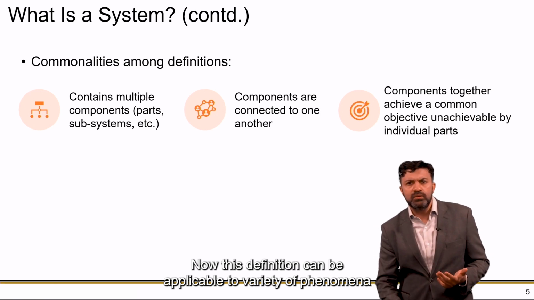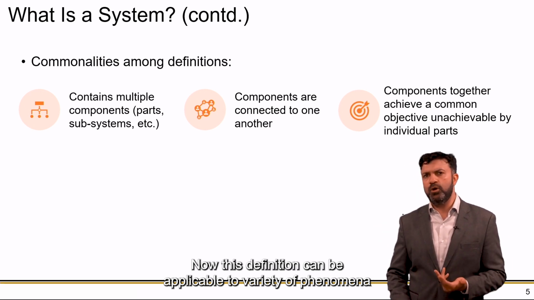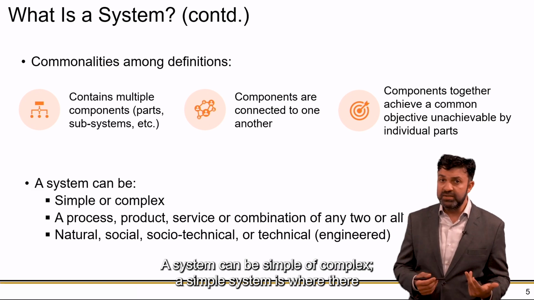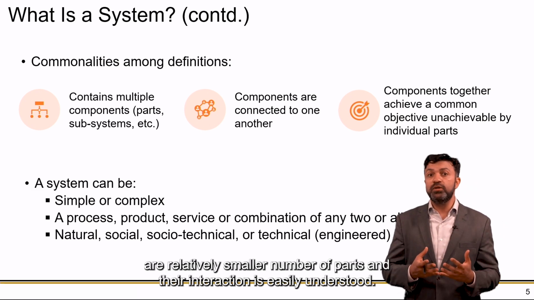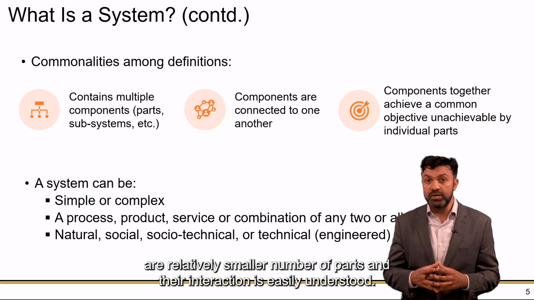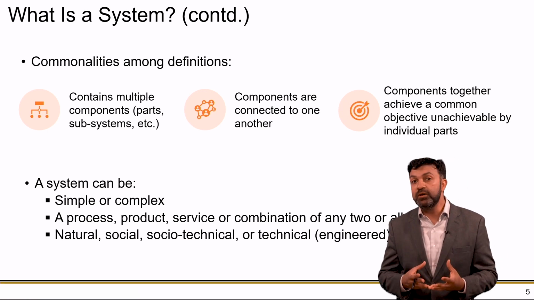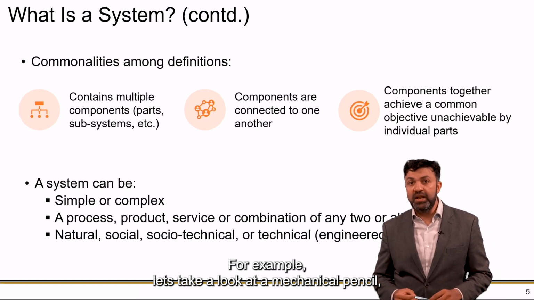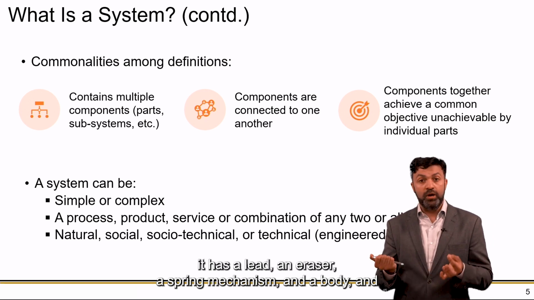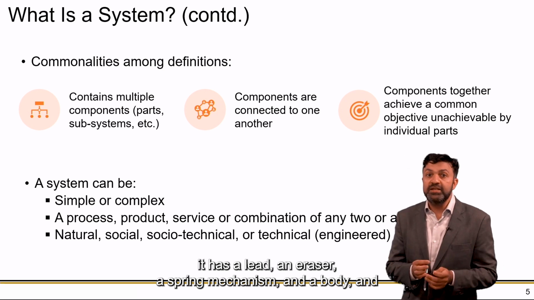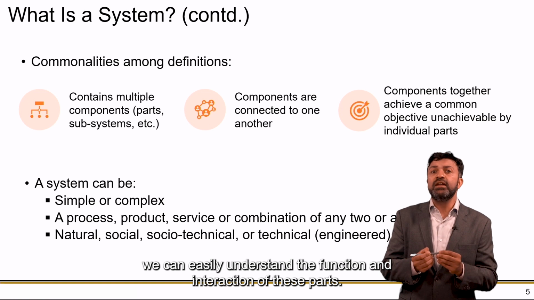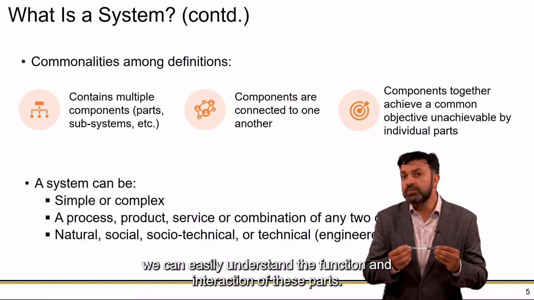Now, this definition can be applicable to a variety of phenomena in the world around us. A system can be simple or complex. A simple system is where there are relatively smaller number of parts and interactions are easily understood. For example, let us take a look at the mechanical pencil. It has a lead, it has an eraser, a spring mechanism, and a body, and we can easily understand the function and interactions of these parts.